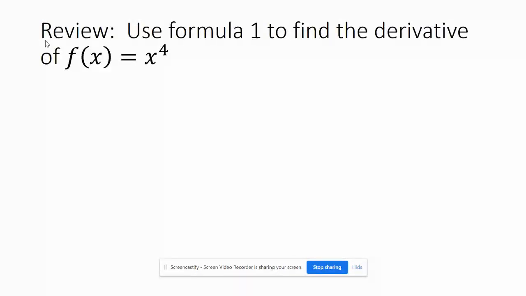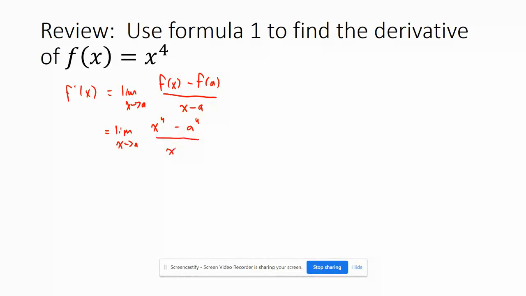All right, so Formula 1, we talked about this one in the previous lesson, guys. And for Formula 1, we have f prime of x equals the limit as x approaches a of f of x minus f at a all over x minus a. Okay, so in this case, it's going to equal the limit as x approaches a of f of x, which is x to the fourth, minus a to the fourth over x minus a.